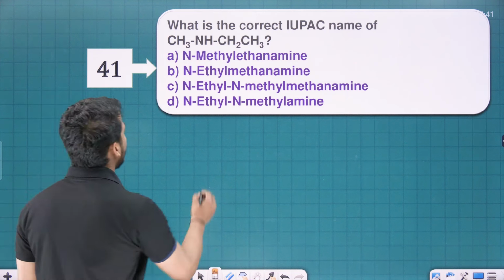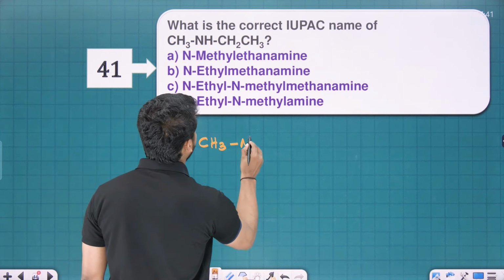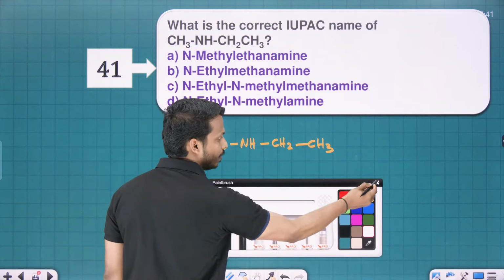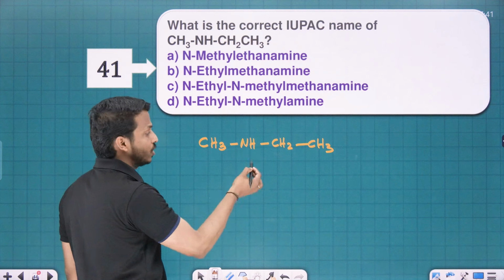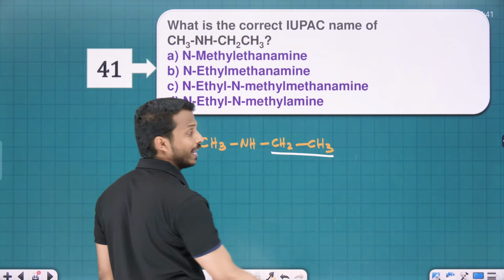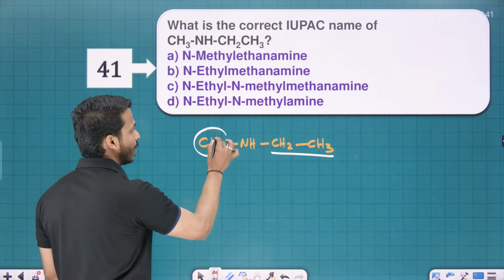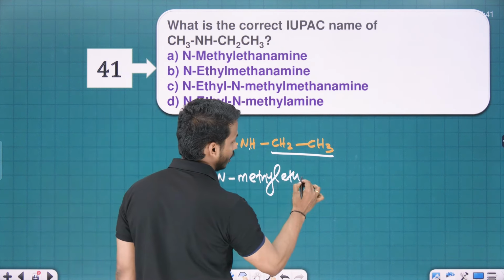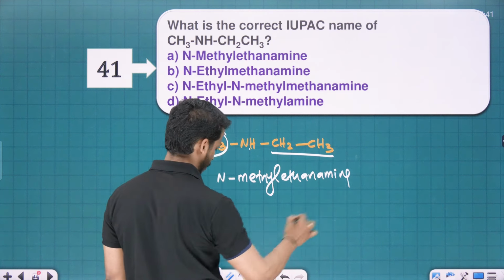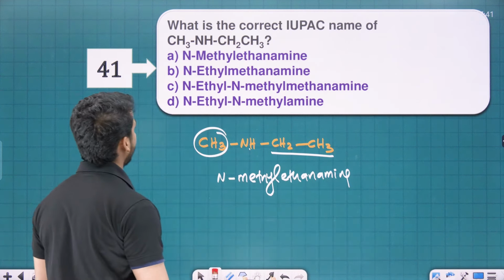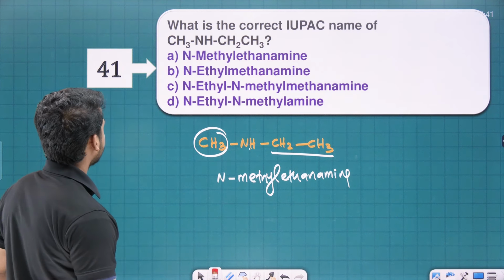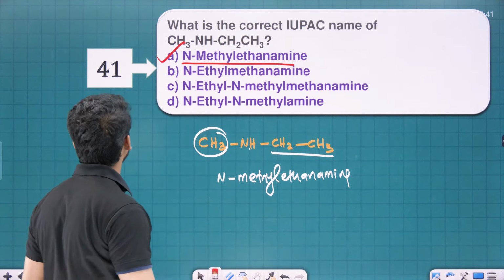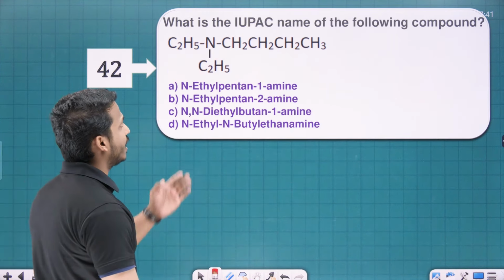What is the correct IUPAC name of the amine CH3NHCH2CH3? Simple question, it's a secondary amine. How to name this amine? Take the biggest chain: left side 1 carbon, right side 2 carbons. So ethanamine is the parent chain, and the methyl is a branch. So N-methylethanamine, right? What is the answer? N-methylethanamine, that is option A, right?